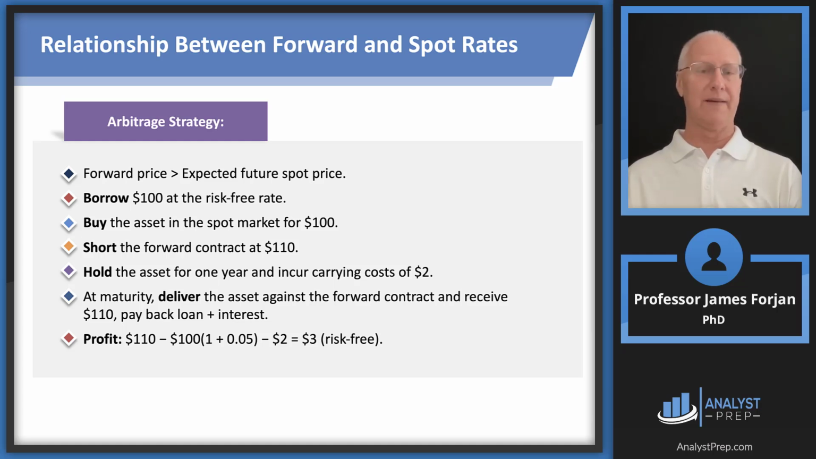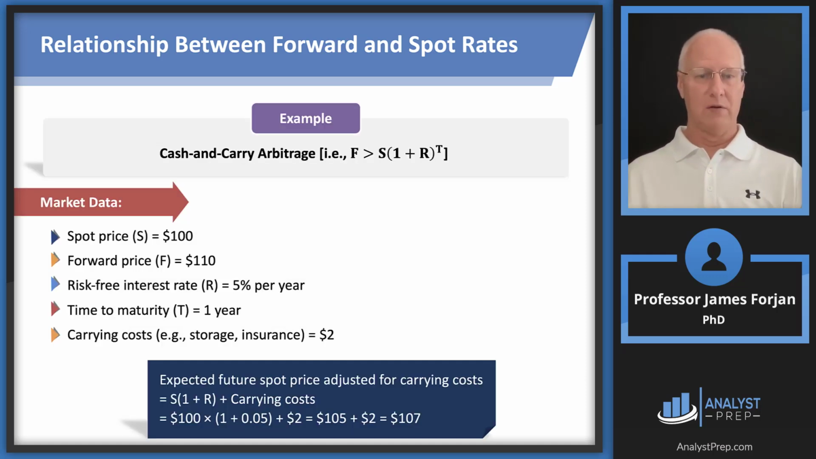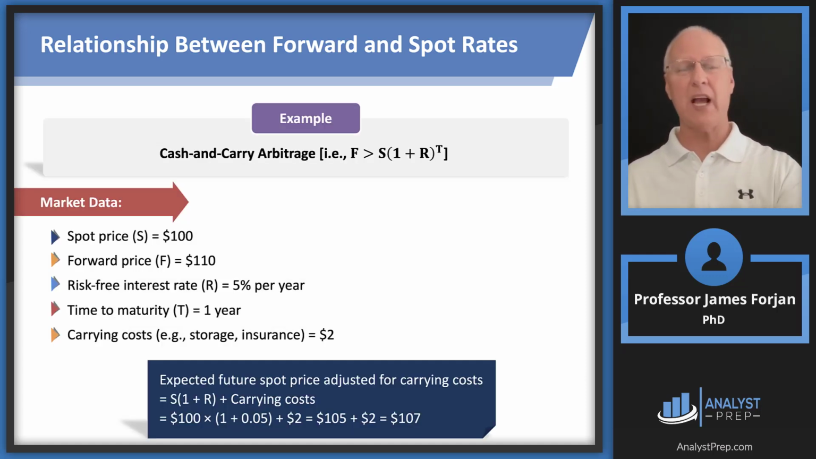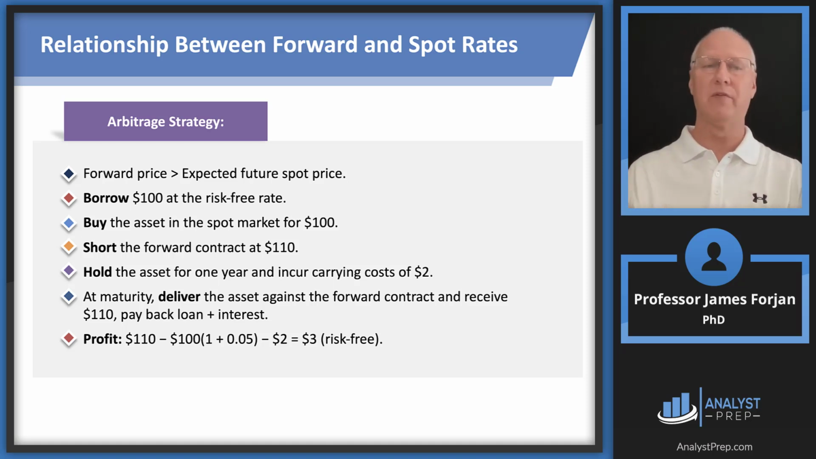So how are we going to take advantage of that? Well, what do we know? Let me go back here. The forward price is 110, but that theoretical value should be just 107. All right, so what are we going to do? The forward price is greater than the expected future spot price, right? Forward price is greater than that theoretical value.